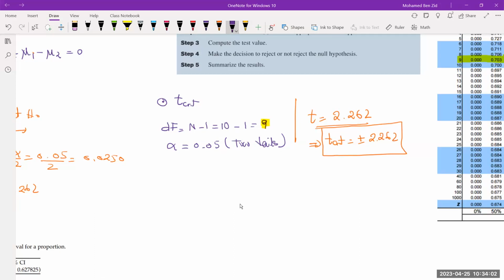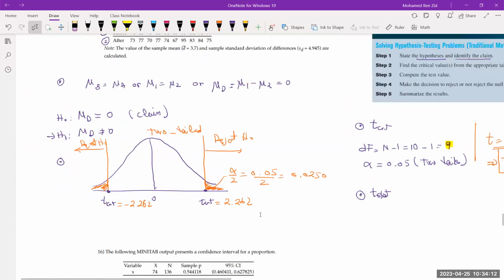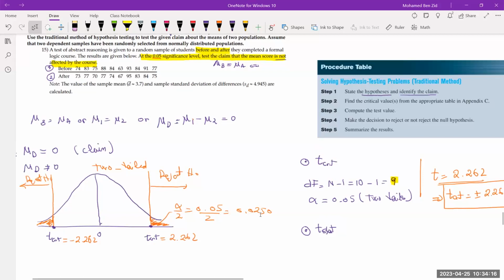Now, the T-stat, how can I do this? I'm going to do it solely by the calculator, so let the calculator do some work. Although here in the note they give you D bar, the average, and SD, anyway you are required to know how to find it, right? So let's go to the calculator.